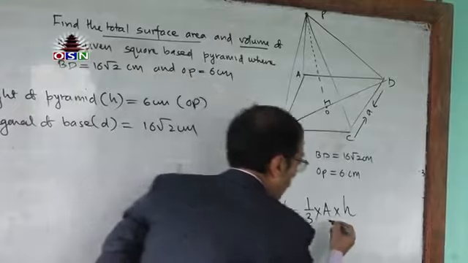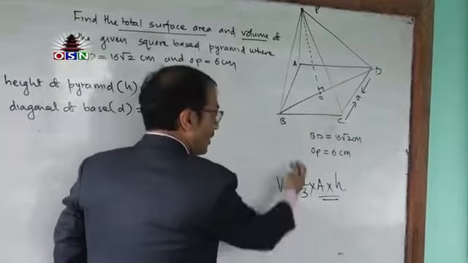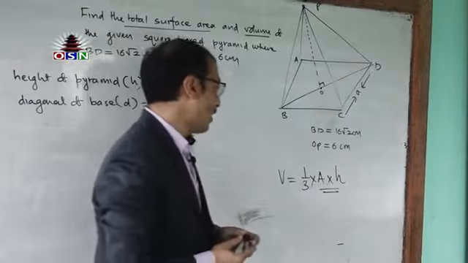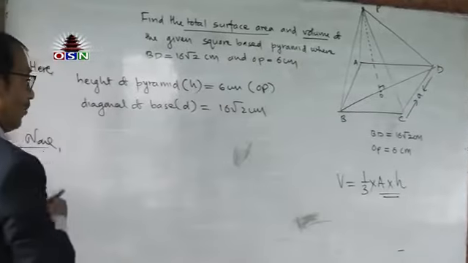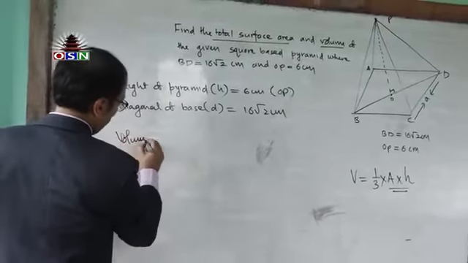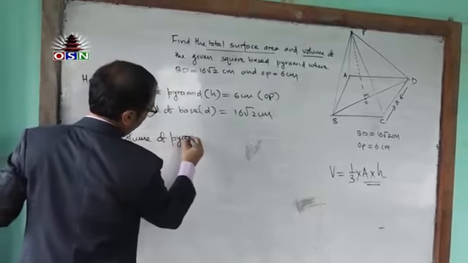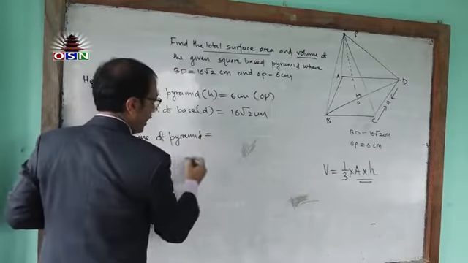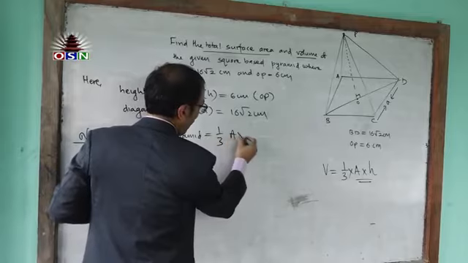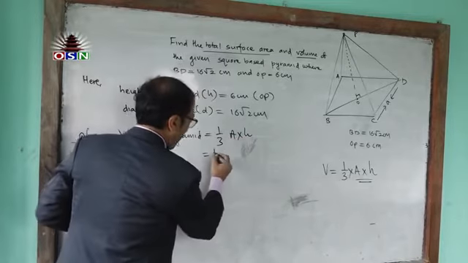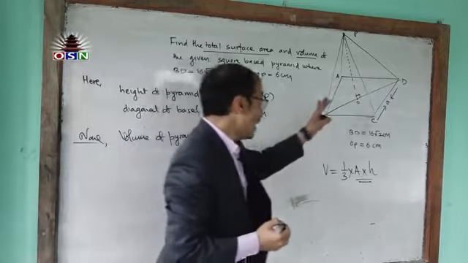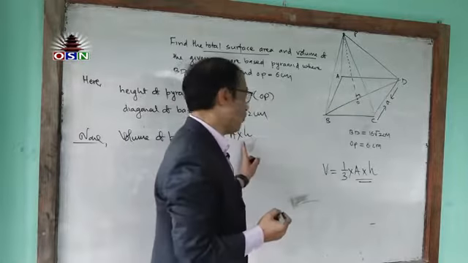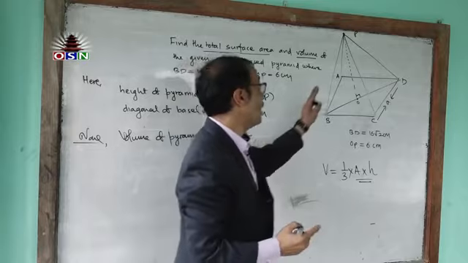So first of all you have to remember this formula, and after this you just multiply by 1 by 3, then you will get the volume of the pyramid. So directly we can find the volume of the pyramid. Volume of the given pyramid is equal to 1 by 3 into A into H. A represents the area of the base.